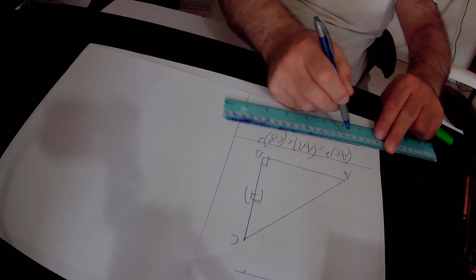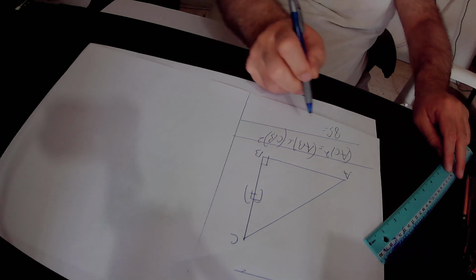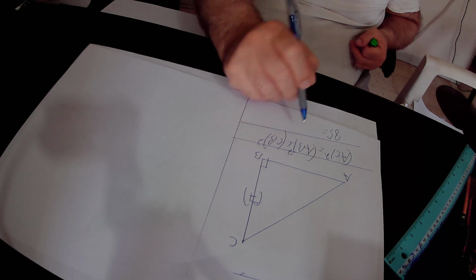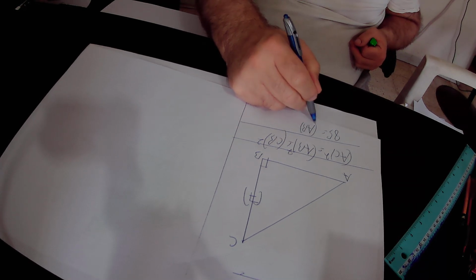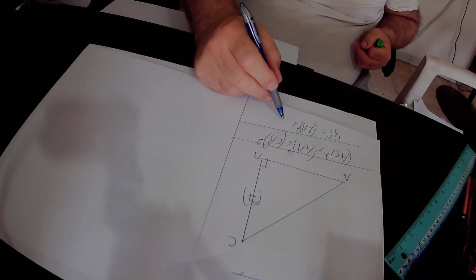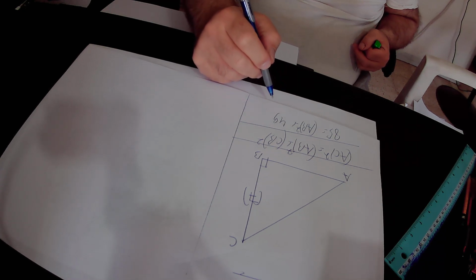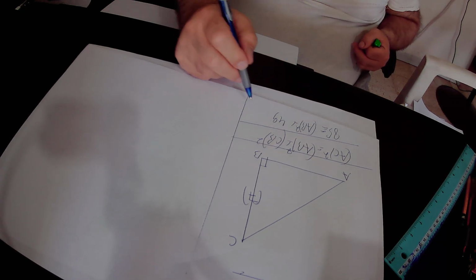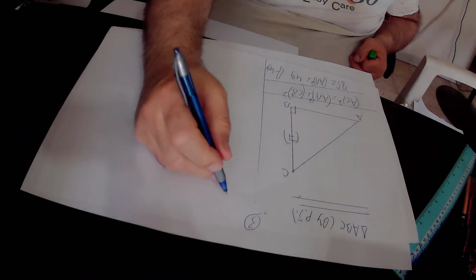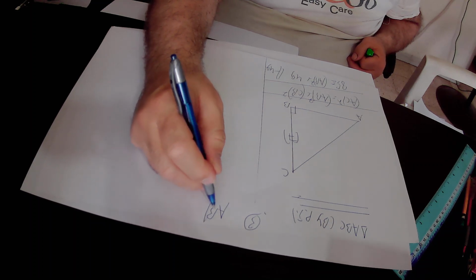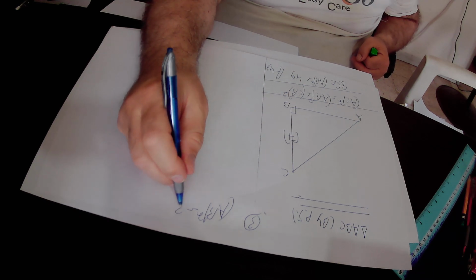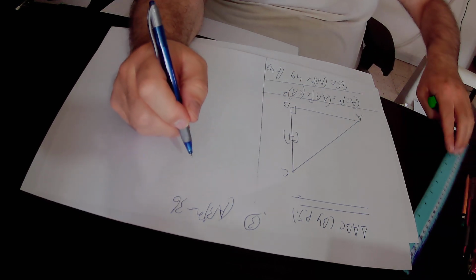AC squared is 85, and it equals AB squared. AB is the missing side, so we leave it as it is. AB squared plus CB squared. CB is 7, therefore CB squared is 7 squared, that is 49. So here we subtract 49 from this equation, and we get that AB squared equals 85 minus 49, which is 36. So we found out that AB squared equals 36.